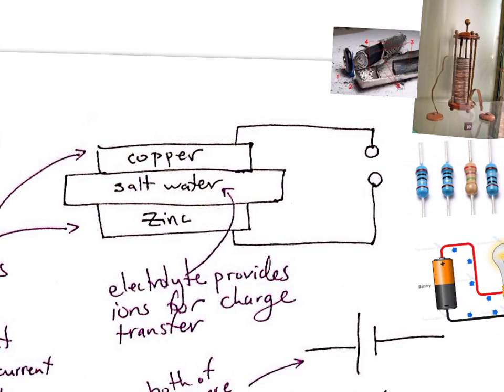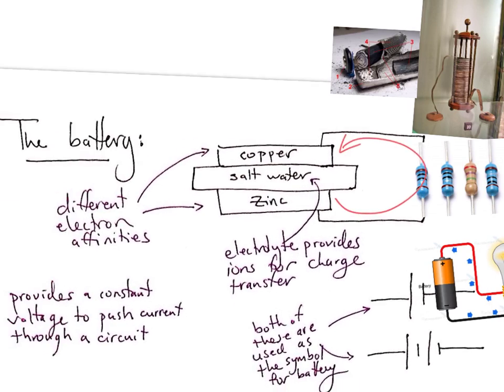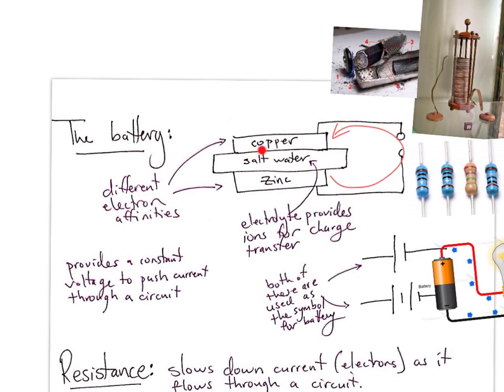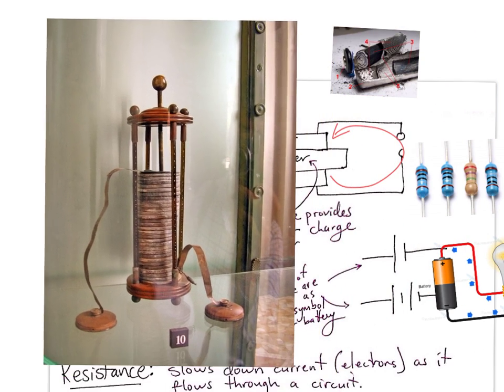So copper and zinc have different electron affinities. What that means is that one is going to give up electrons, and one's going to take in electrons and cause electrons to flow through the circuit. They might actually flow the other way. I forget which has the greater electron affinity. So this is sort of a historical piece, right?